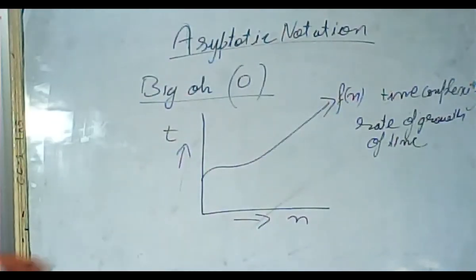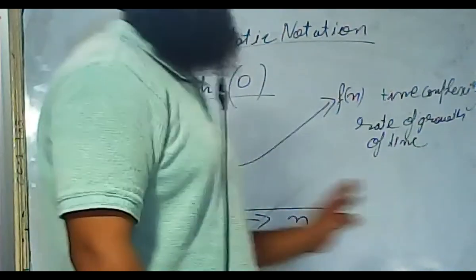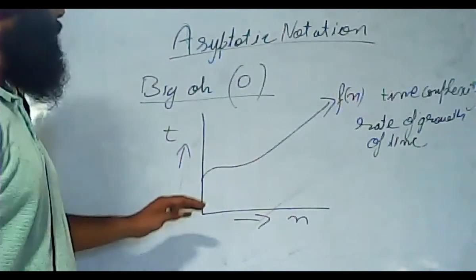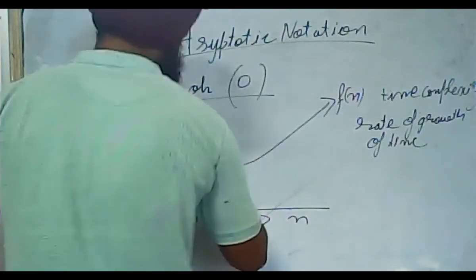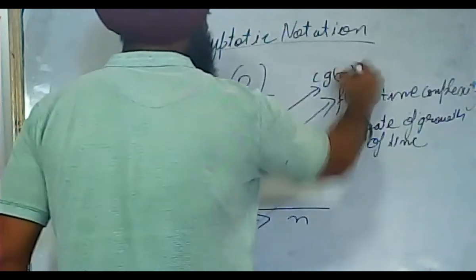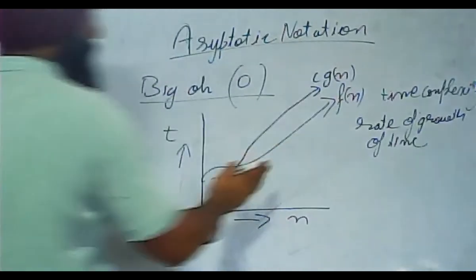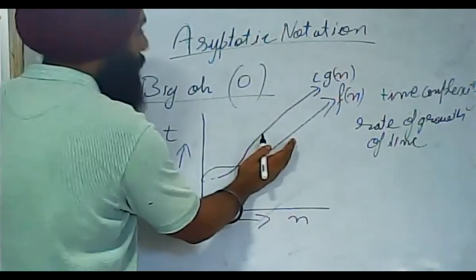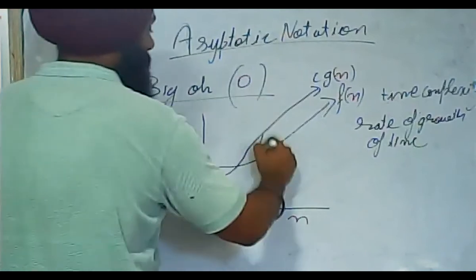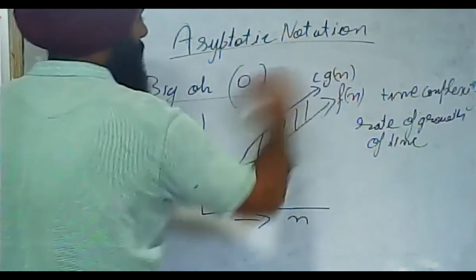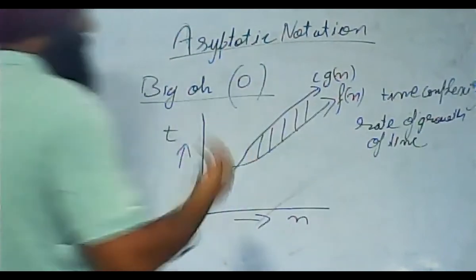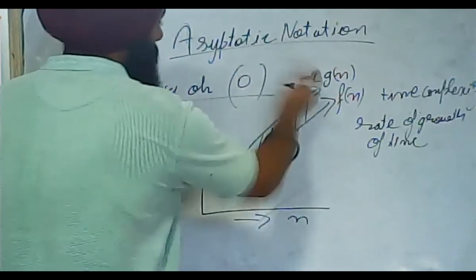So we need to find out what the worst case is, or we can say what the upper bound is. There is one more function, c of g of n, that upper bounds this function. This means f of n cannot have a value greater than this function. This is the greatest value that f of n can have, the worst time that will be taken by f of n.